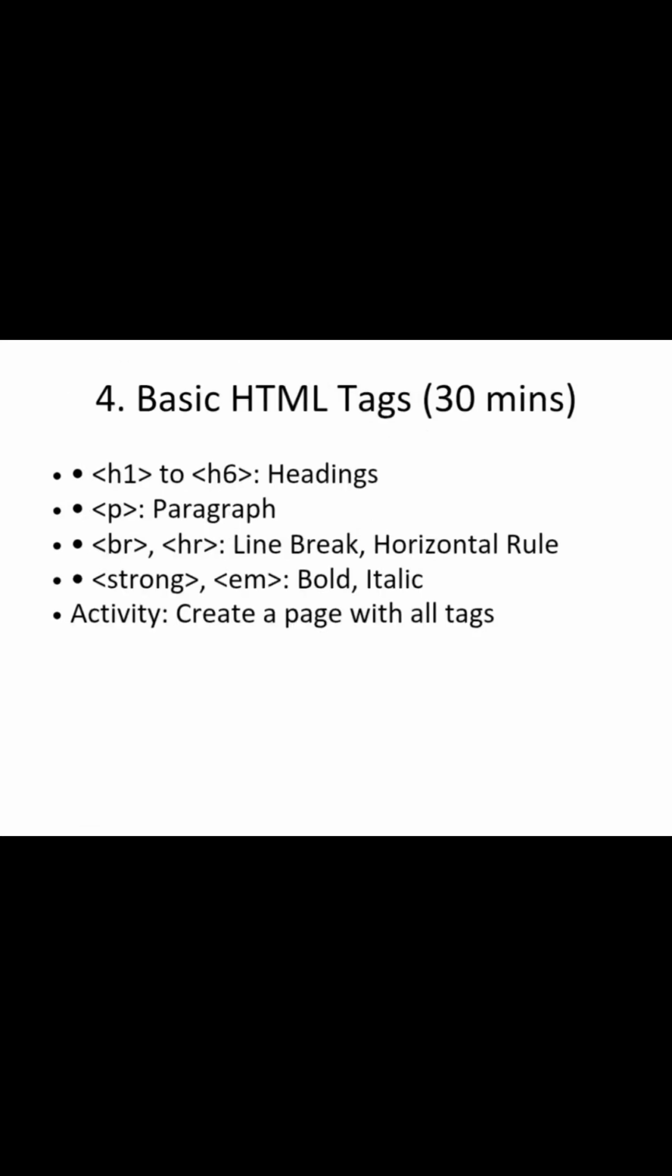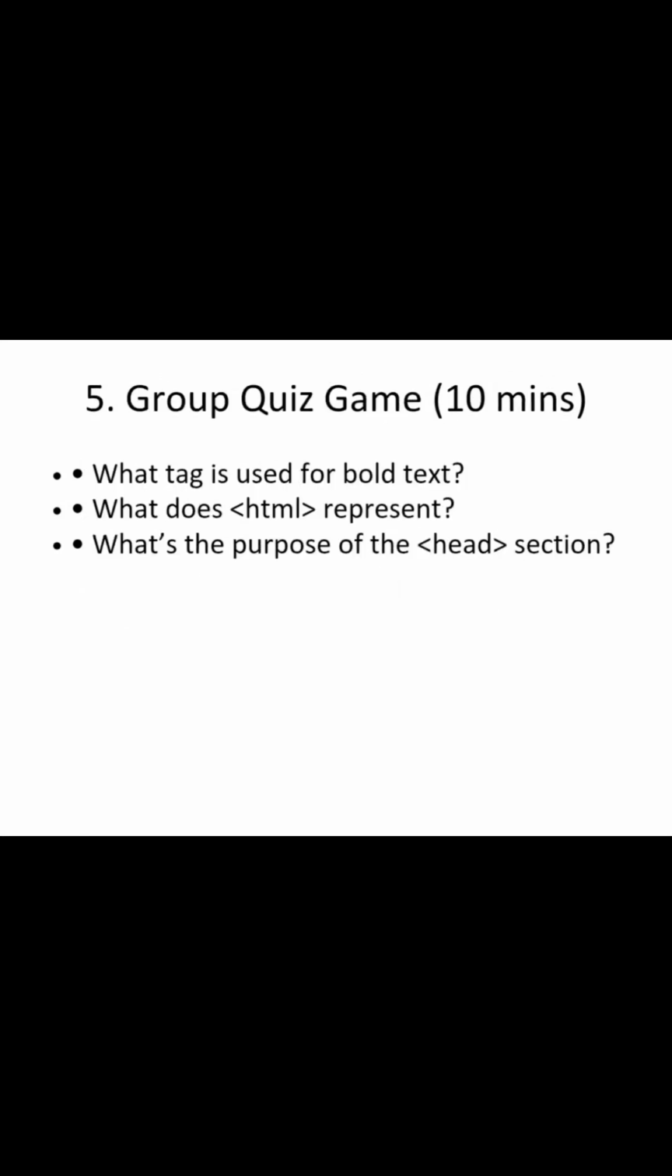Now in section 4, we're going to see what tags we use in our web page. The first tags are h1 to h6, which we use for headings. Then we use the p tag for paragraph. Then br for line break, hr for horizontal line, strong for bold fonts, and em for italic fonts.